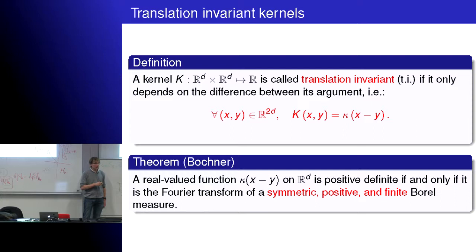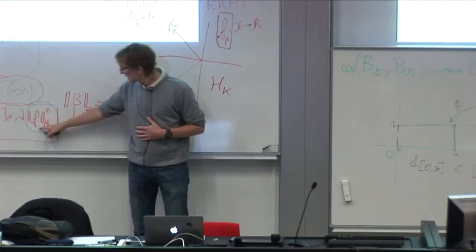Okay, and therefore, as soon as you give me a finite, symmetric, and positive measure, you take its Fourier transform to obtain a kappa, and you get a valid translation invariant kernel. And it's an if and only if condition, meaning that all the positive definite functions, which are translation invariant, are Fourier transforms of symmetric, finite, and positive measures. Okay, so that's just a characterization, but what we're interested in order to understand them is also to say, well, can we know what is the regularization induced by this kernel?